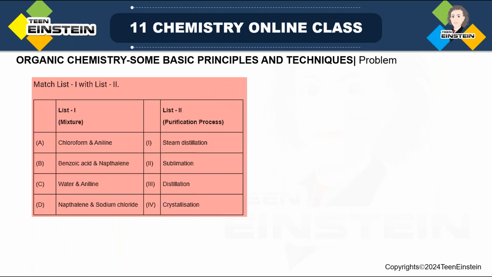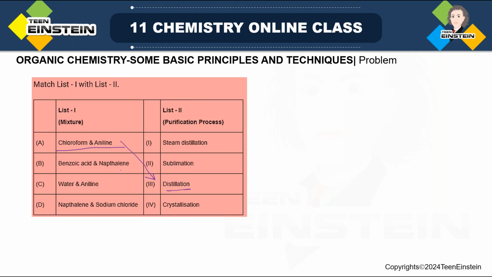Now the next question is also a list matching type of question, and some of the options you will also get the same, but some options are different. Again we have chloroform and aniline, and we know we have to do simple distillation here. So A is basically matching with 3. Though nothing is mentioned here except distillation, it actually means simple distillation.